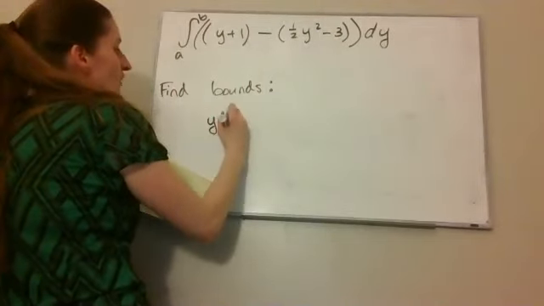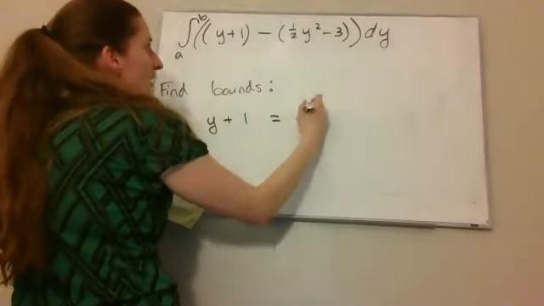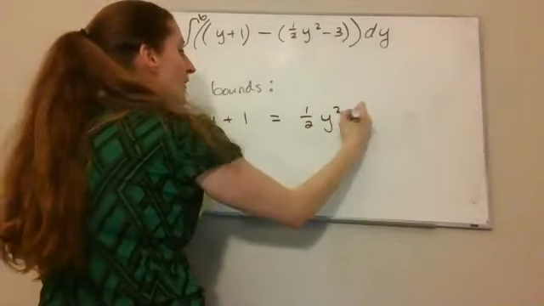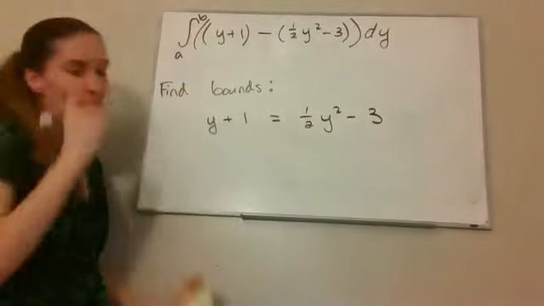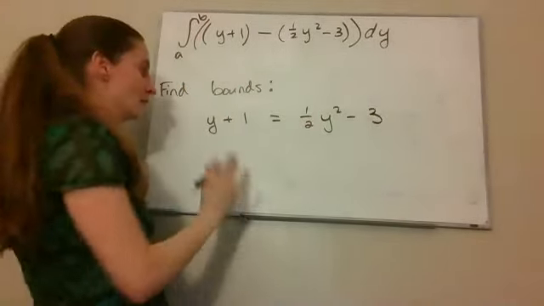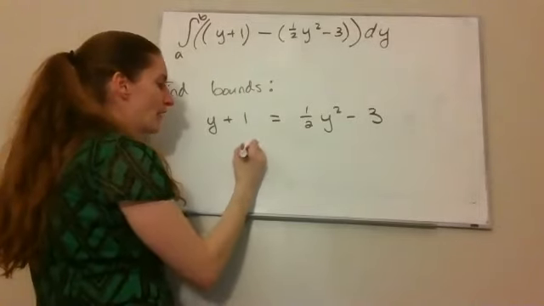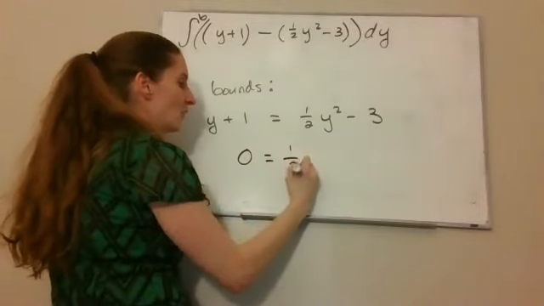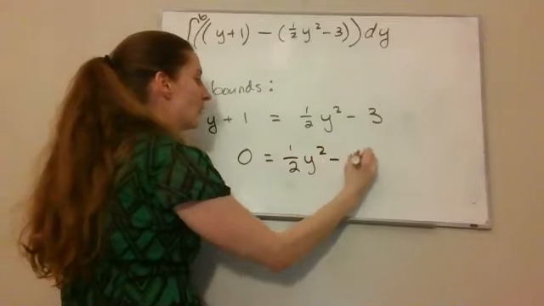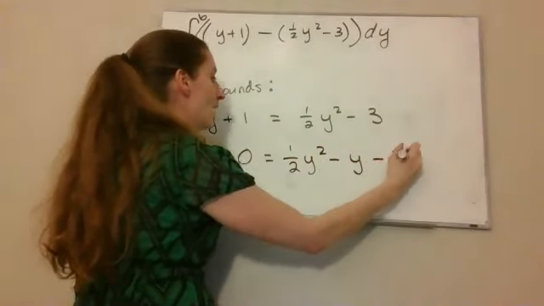My two equations are y plus 1 and 1/2 y squared minus 3. And I'm going to solve this for y. I'm going to move everything over to the right side. That gives me a 1/2 y squared minus y minus 4.